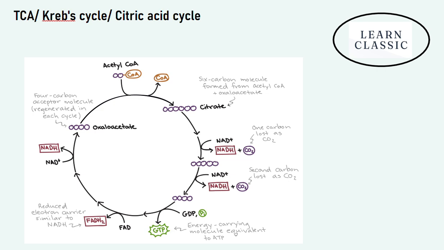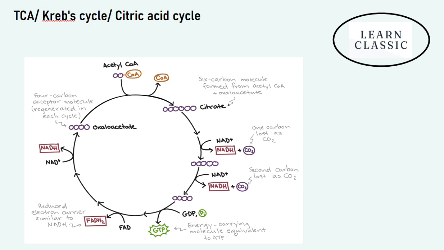Now the second step is the isomerization of citrate to isocitrate, right? The enzyme involved in this is aconitase. The citrate is rearranged into isocitrate through a cis-aconitate intermediate. This step is important because it prepares the molecule for the first oxidation.